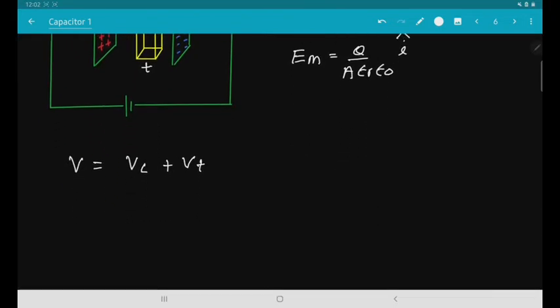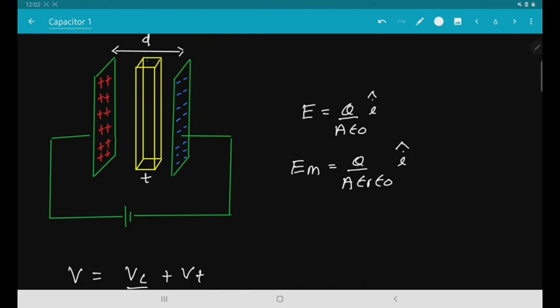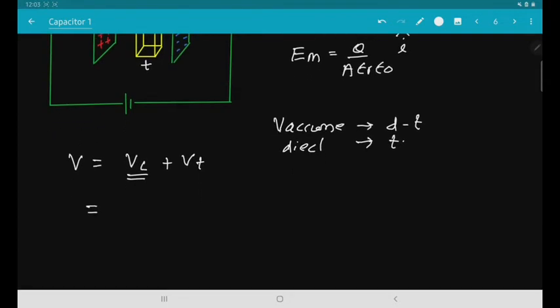So the potential in the vacuum. Now we can see that this space which is occupied by the dielectric is T. So the vacuum or the space which is in vacuum where no dielectric is there is simply D minus T, and the space that is covered by dielectric is just T. So we'll be using this to find out the potential.